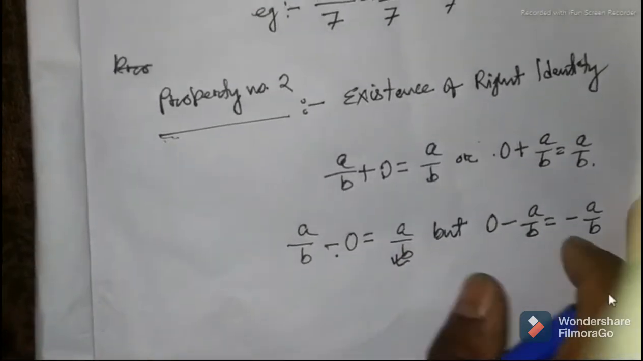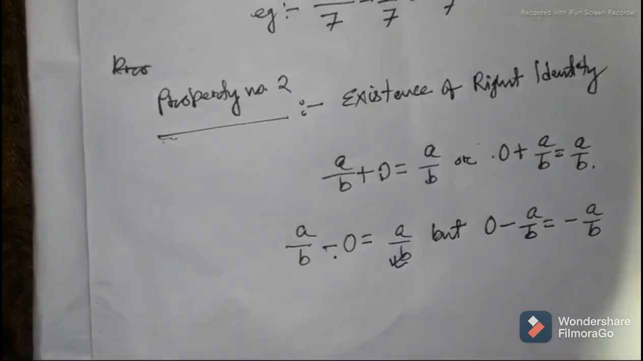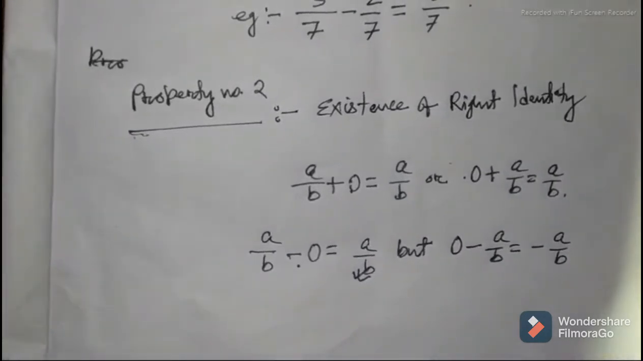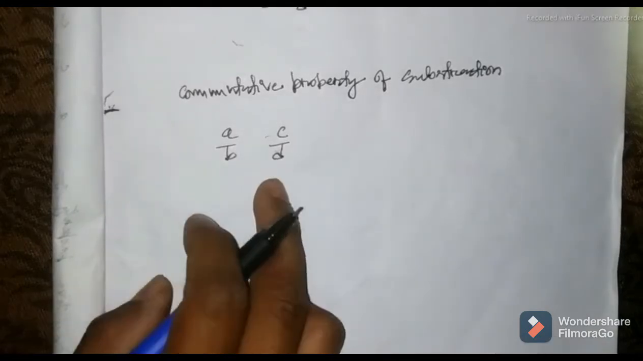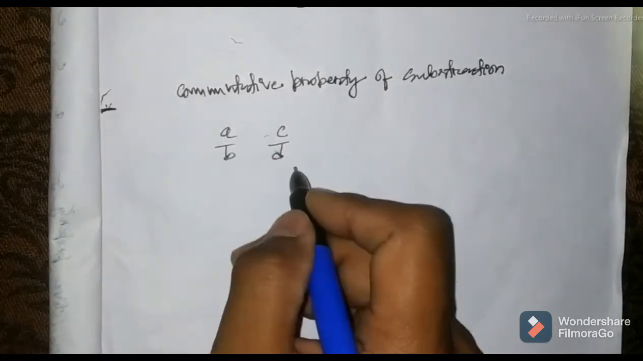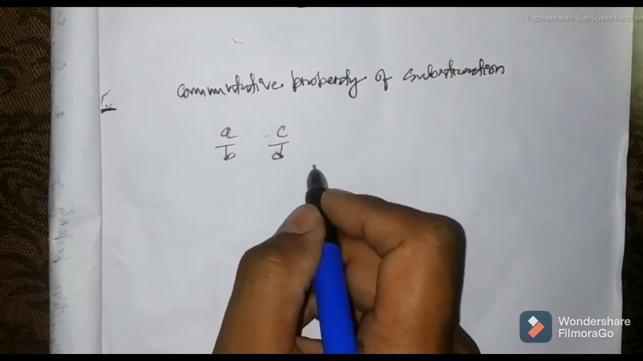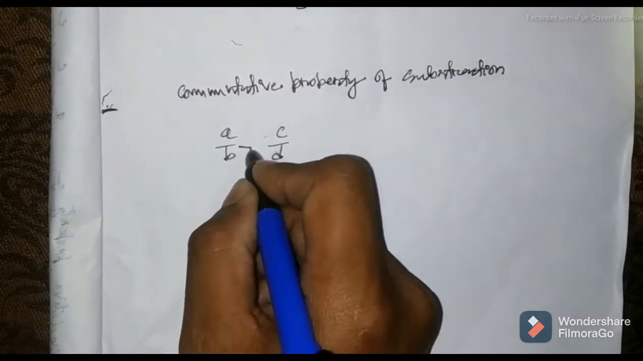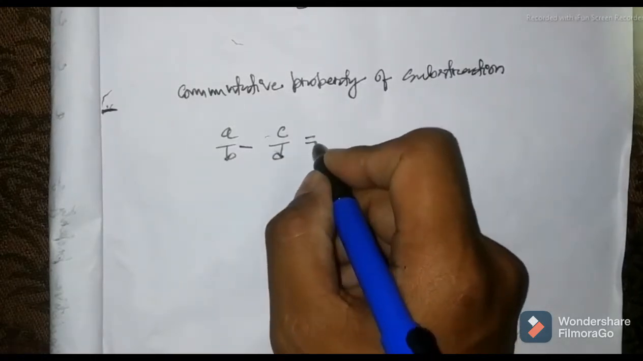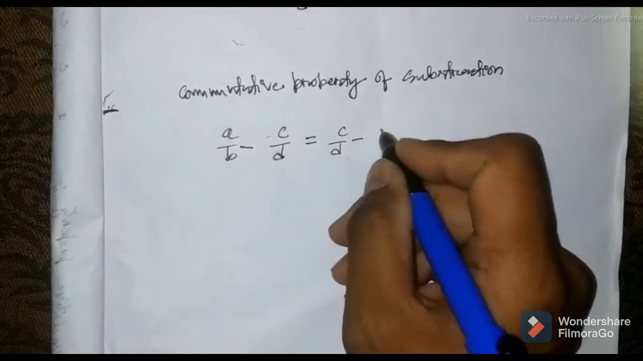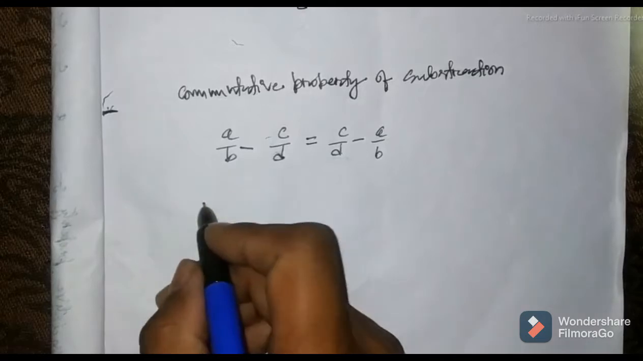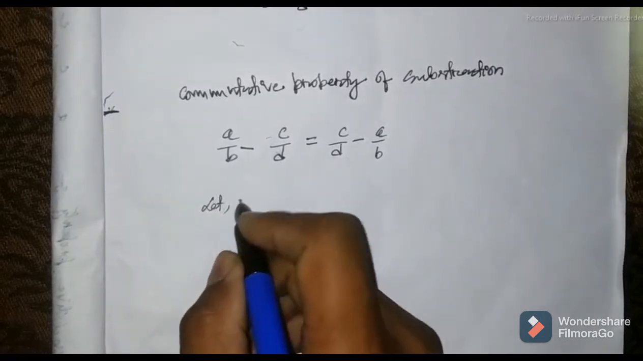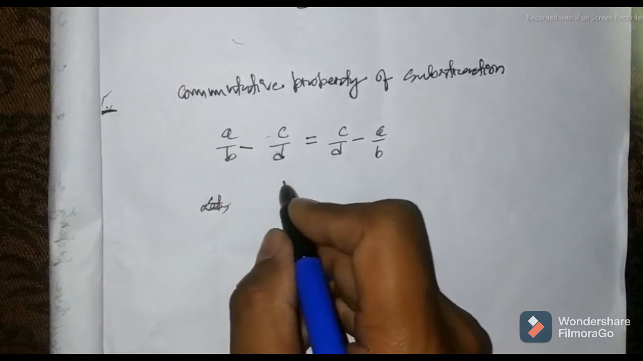Now in case of the commutative property of subtraction, if a by b and c by d are two rational numbers, then the requirement of the commutative property is that a by b minus c by d should be equal to c by d minus a by b. So let us understand this by taking an example.